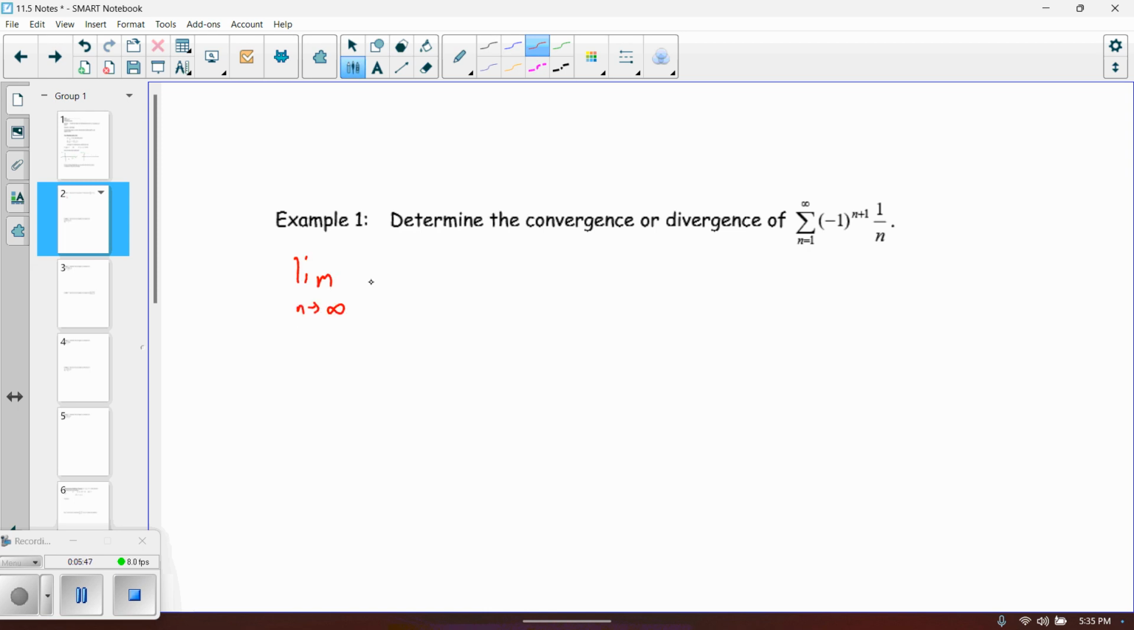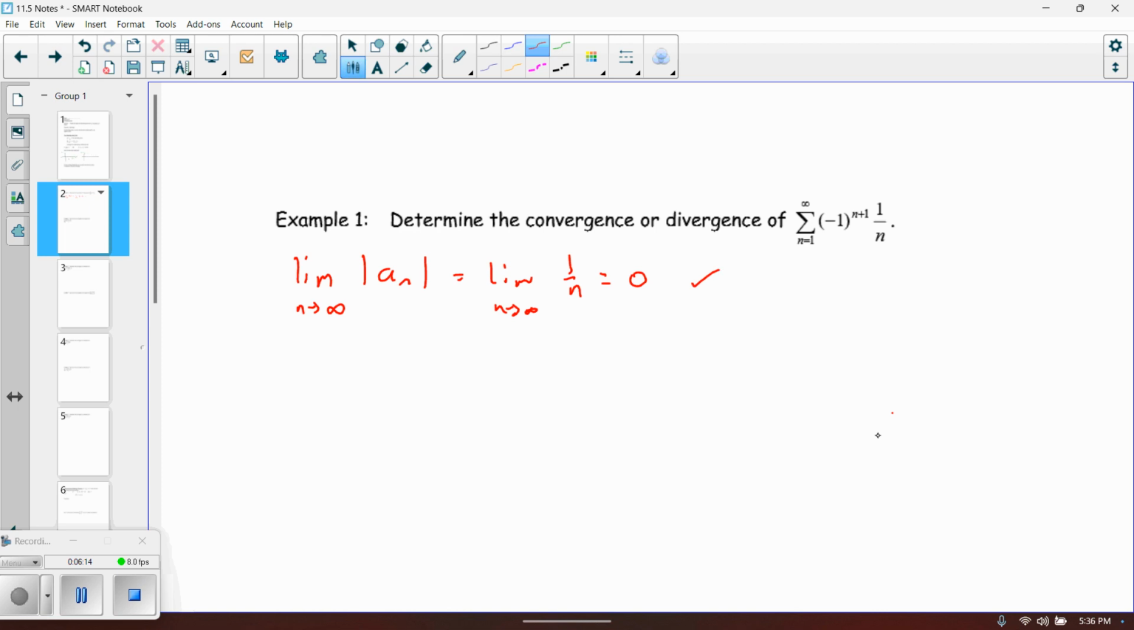as n goes to infinity of the absolute value of a sub n, which basically means let's get rid of that -1 term. That -1 to the n plus 1, when you take the absolute value, basically it just goes away. So what we're really taking the limit of is 1 over n. And that definitely approaches 0. So that's the first criteria.